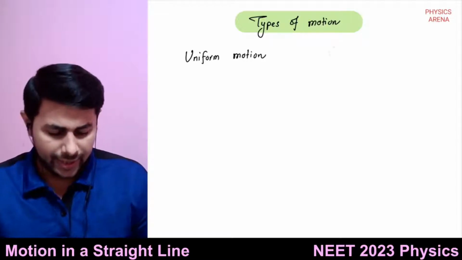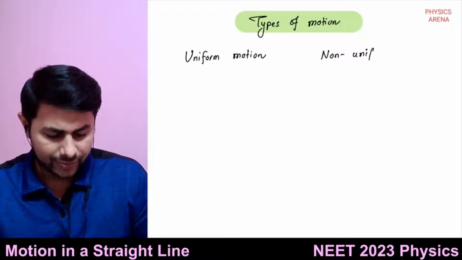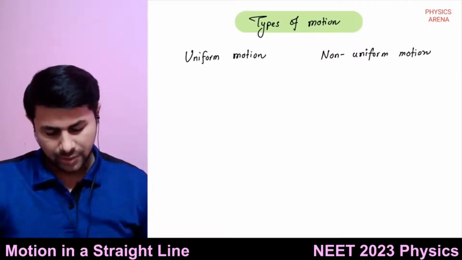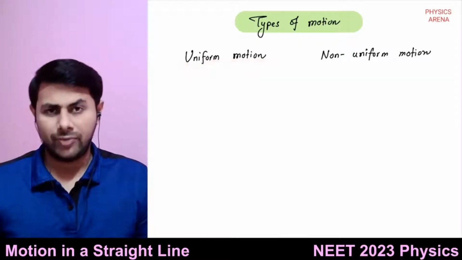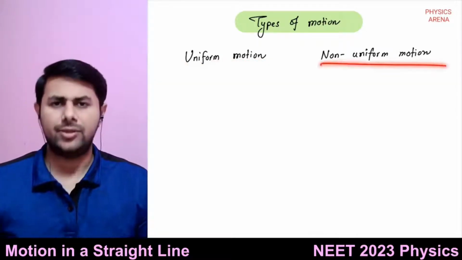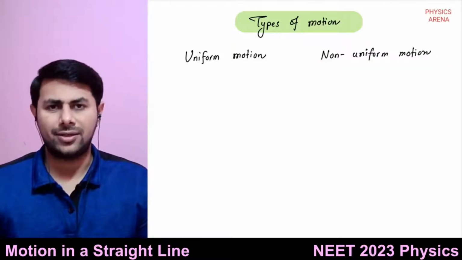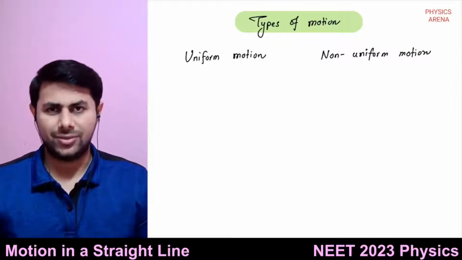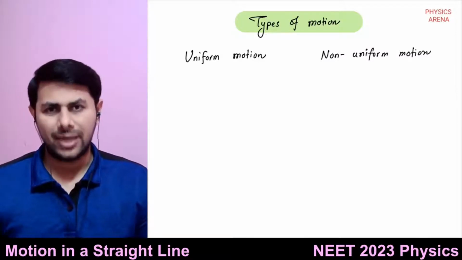Okay, and another one is non-uniform motion. So in uniform motion, my velocity will be constant. In non-uniform motion, my velocity will not be constant. So if velocity is changing, there will be some acceleration. It is increasing or decreasing. So there will be some acceleration.